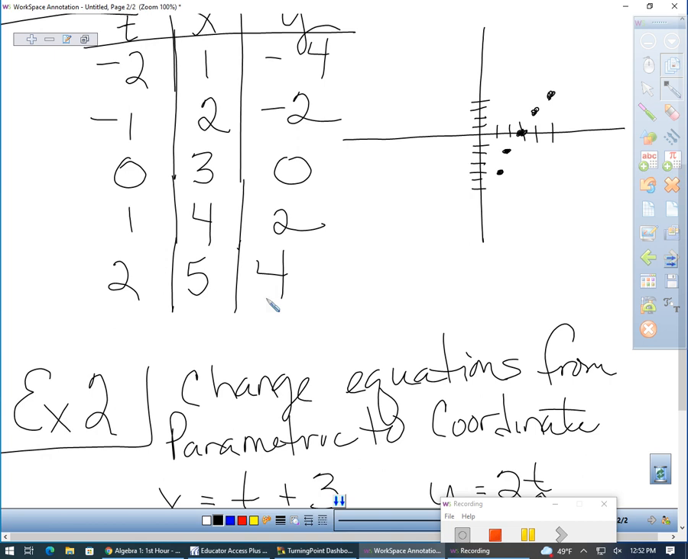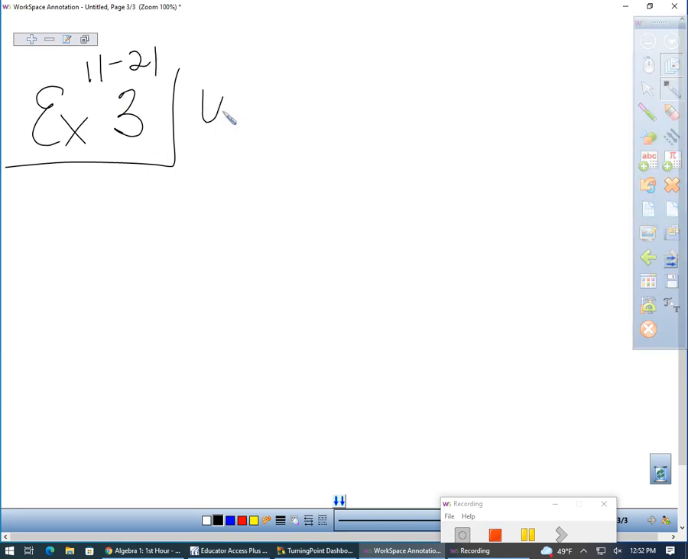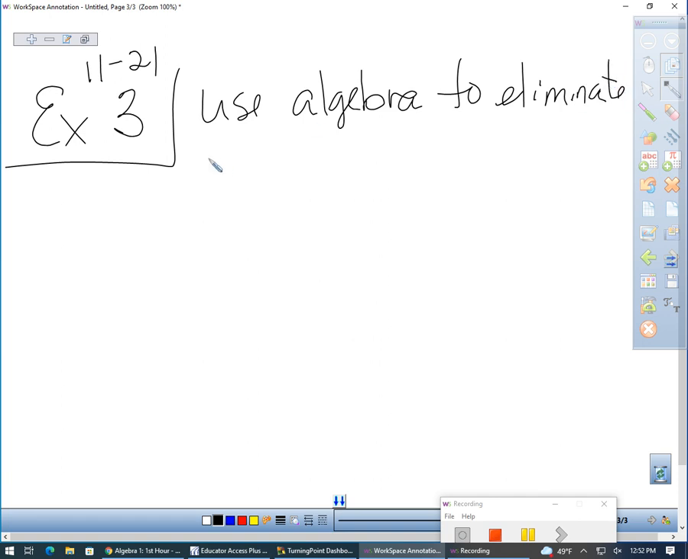So here's another example. Let me show you. Example number 3. Let's make it a little bit harder. So the actual directions are going to ask you, for 11 through 21, the directions say use algebra to eliminate the parametric variable.